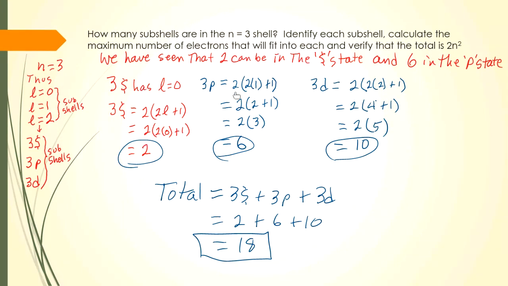3P has an l of 1. So l equals 1. 2 times (2 times 1 plus 1). That's 2 times 3, there's the math that we should have seen on the previous slide. So that's 2 times 3, which is 6 in the P subshell. Now we have three levels up, so we have 3 subshells. For the third subshell, l is 2. That's the D. So for the D subshell of shell 3, that's 2 times (2 times 2 plus 1). So 2 times 5, which is 10. I add these together: 2 and 6 is 8, and 10 is 18.